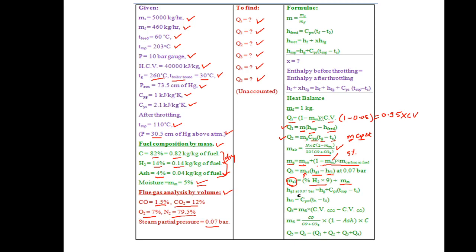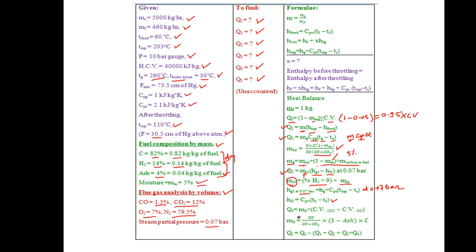So hg1 is at 0.07 bar. The steam is assumed to be superheated: hg plus Cps (Tsup minus Ts) at 0.07 bar we have to find out. And then hf1 is the enthalpy of water at boiler house temperature, that we have to find out. So when we subtract this difference, we get hg1 minus hf1, and if we multiply it with the mass of steam moving in the flue gases, we can find the heat carried by steam in the flue gases.